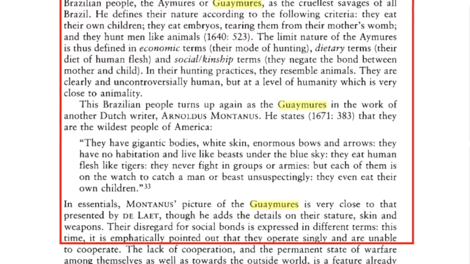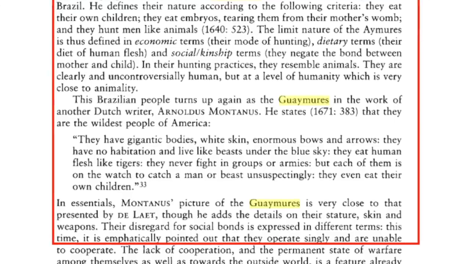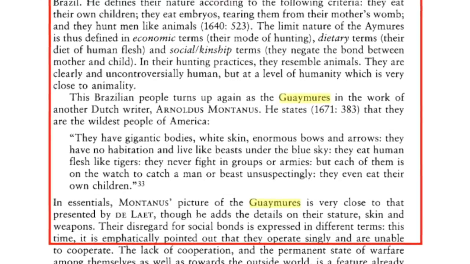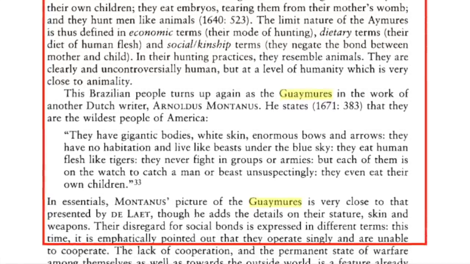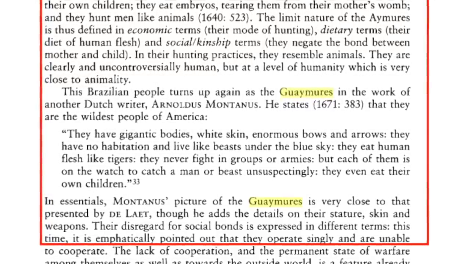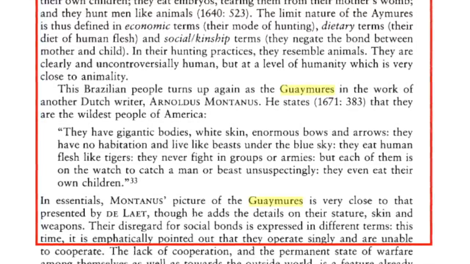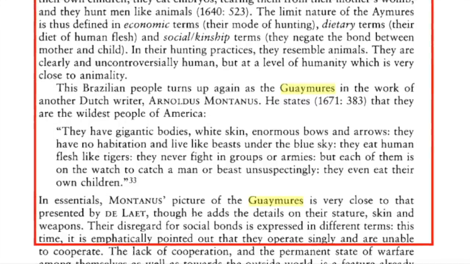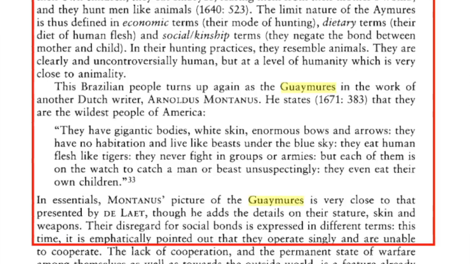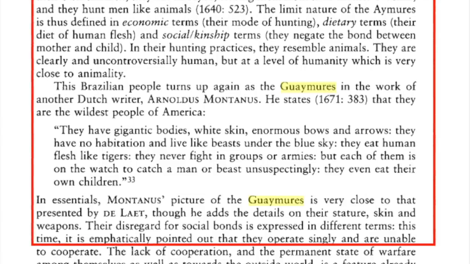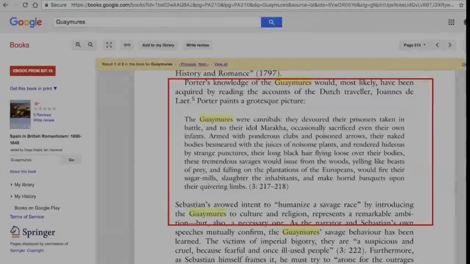In his account of what were to him the limit of the human race, a Brazilian people whom he calls the Auteca, they go about naked. They are hostile to one another and to outsiders. They are very fast runners. They eat raw meat. They have an incomprehensible language, and they are the most cruel, barbarous, and feared people of all America. And on to our next reference about these Gayamures.